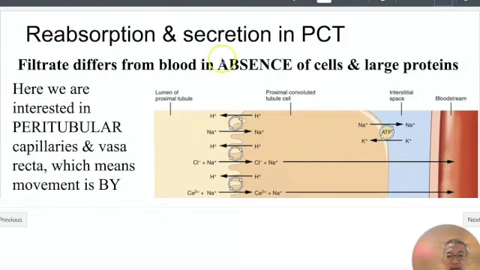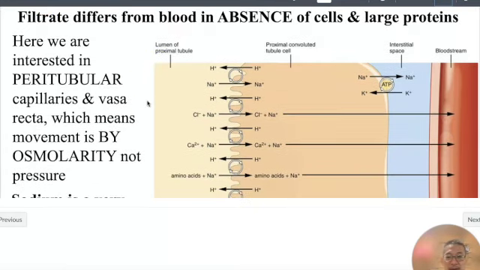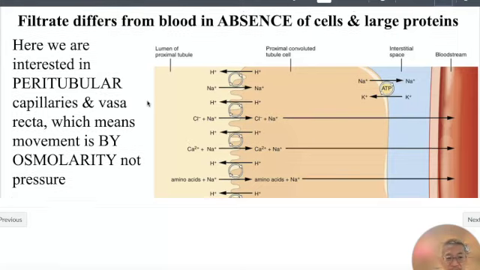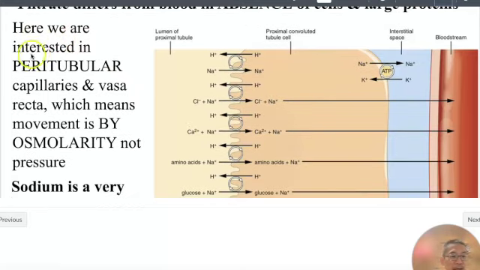This is the proximal convoluted tubule. Reabsorption and secretion: proximal is the first stage. Here we are interested in the peritubular capillary, which is next to the proximal convoluted tubule.